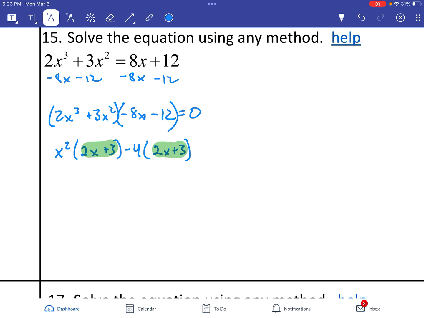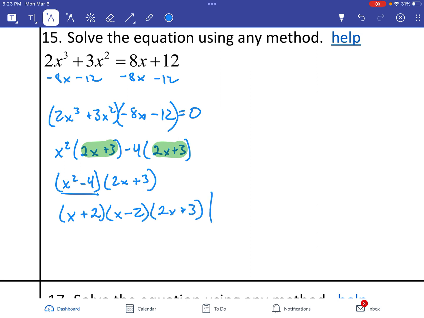Now we can put our factors together. So we have x squared minus 4 as our first factor, and 2x plus 3 as our second. But wait, there's more. Because this first factor, x squared minus 4, is a difference of 2 squares, you can factor that some more. 2 numbers that multiply to be negative 4 and add to be 0 are positive 2 and negative 2. And we still have the 2x plus 3 left over as well. So these are the 3 factors that make up that polynomial.